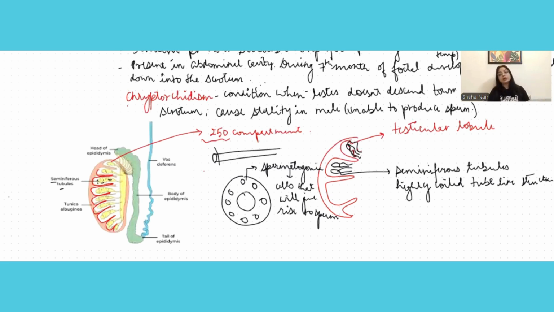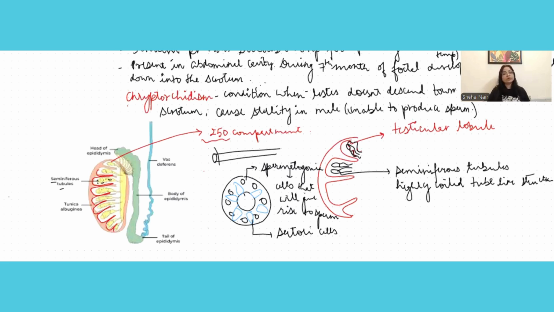And there is one more special type of cell, which is pyramid or triangular in shape. They are called Sertoli cells. These are Sertoli cells. Sertoli cells are pyramid-shaped cells that give nourishment to these developing sperm.